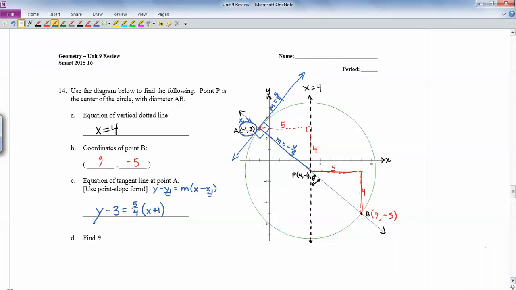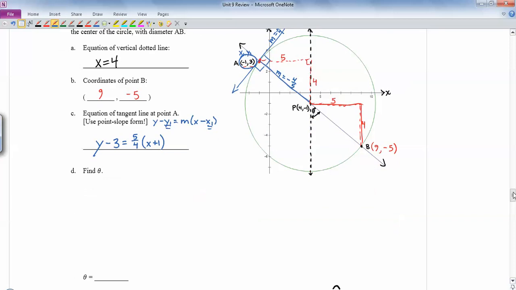Okay, so part D says find theta. All right, well, theta is right here. You might notice it's that angle right there. You could do it a couple ways. You might solve for this angle because that's in a right triangle, so we could use that, and then subtract from 90 to get theta. You might solve for this angle, which actually is theta, because you've got that Z shape, and these are both vertical lines, so they're parallel. So you could just work in this right triangle right here.